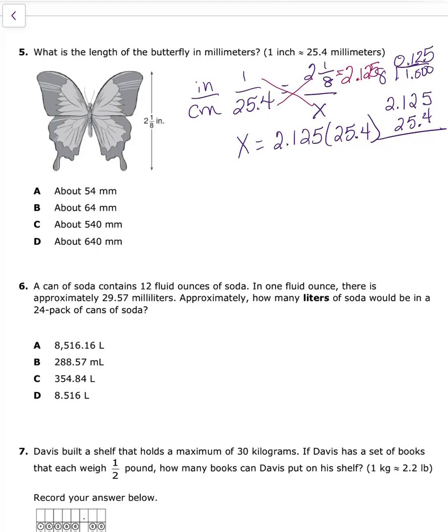So 25 times 2 is 50, right? So I know my answer's got to be around 50, so it's either going to be A or B, right? Oh, this should have been in millimeters. But it's too close. That 10 is too close for me to say it's 54, because it's just 10 away. So it's too close for me to just use that estimate of 25 times 2. So we are going to have to multiply it out.